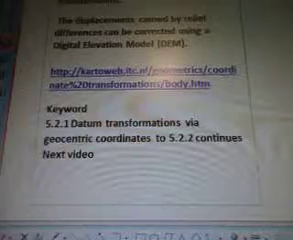And the keyword datum transformations via geocentric coordinates, so 521 to 522, continues in the next video.